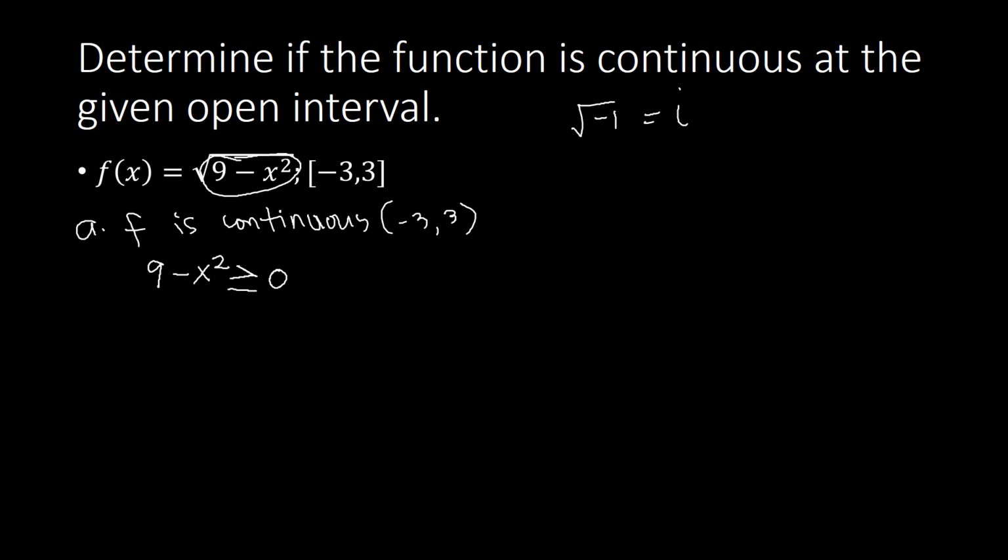So let's try to solve for x. We move 9 to the other side, so we have -x squared greater than or equal to -9. We want to get rid of the negative sign, so we divide by -1. Since we're dividing by a negative number, we change the direction of the inequality symbol. That means x squared is now less than or equal to 9. Then we get the square root, which gives x less than or equal to 3 and x greater than or equal to -3.